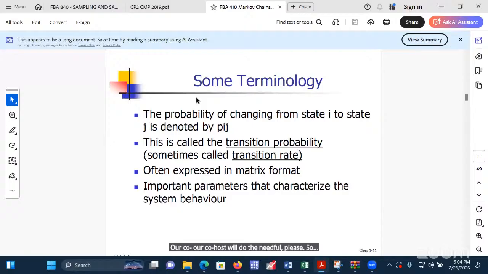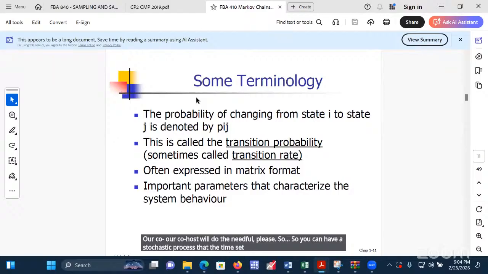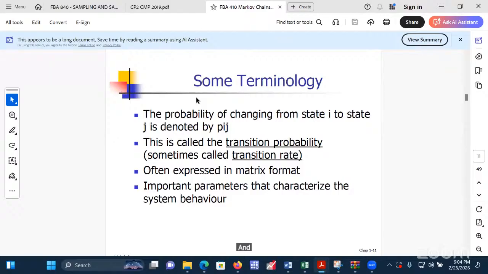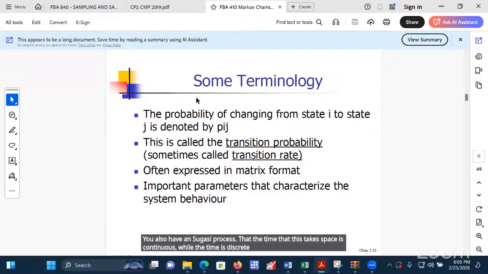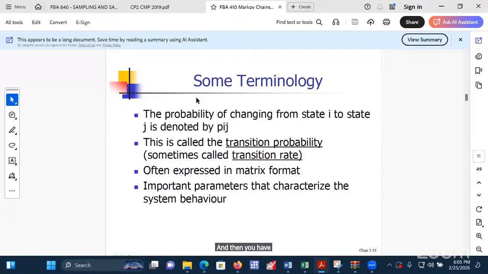So we can have a stochastic process where the time set is discrete and the state space is discrete. That's one type of stochastic process, and I've given you scenarios. You can also have a stochastic process where the time set is continuous, but the state space is discrete. It's another type. You also have a stochastic process where the state space is continuous while the time is discrete. And then you have a stochastic process where the time is continuous and the state is also continuous.